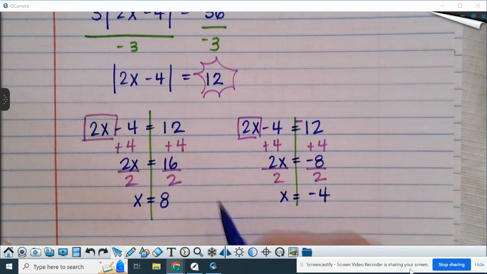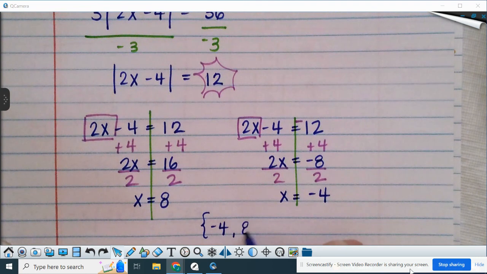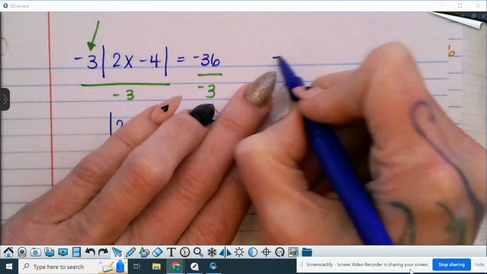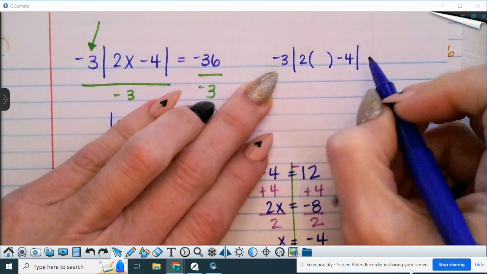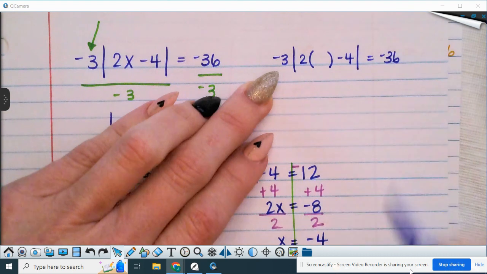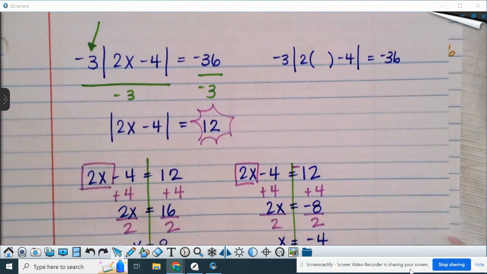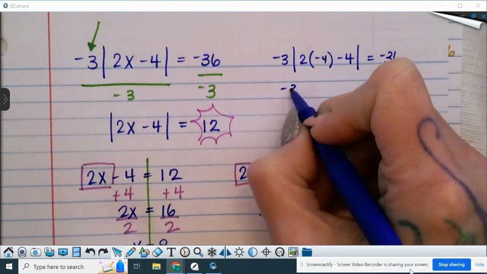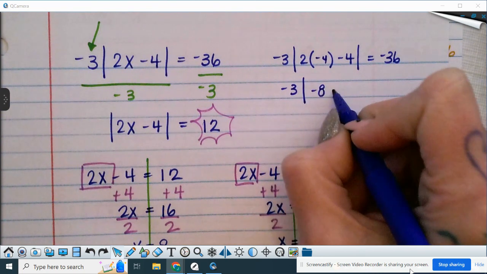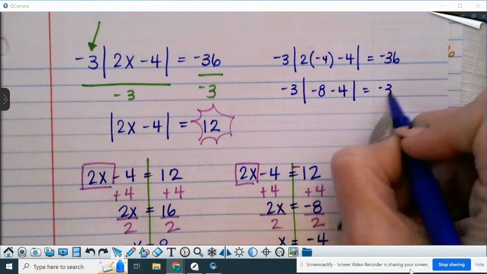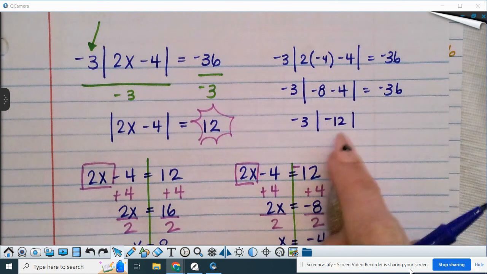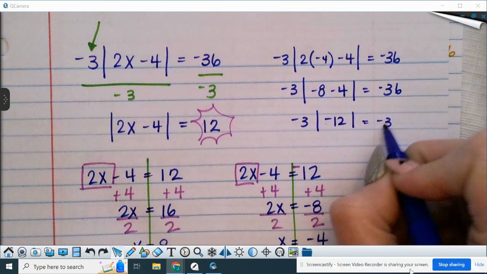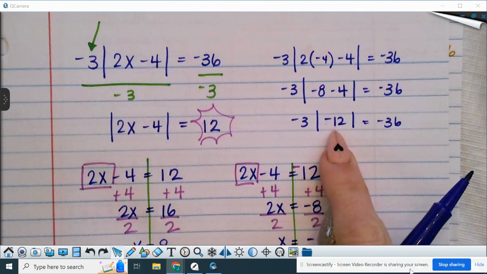So our solution set is both -4 and +8, and you want to make sure that they work. So you can plug those back in. So -3 times the absolute value of 2 times whatever we think our solution is, -4, should give us a -36. If you do that with a -4, so let's put a -4, that's going to give me -8 minus 4 equals -36. -3 times the absolute value of -12 is going to give me a -36. Remember that absolute value means this is +12 and -12.